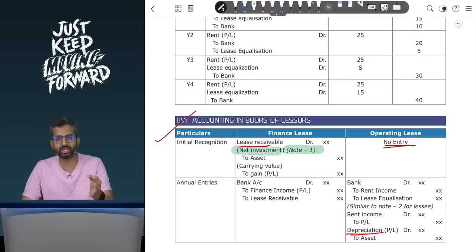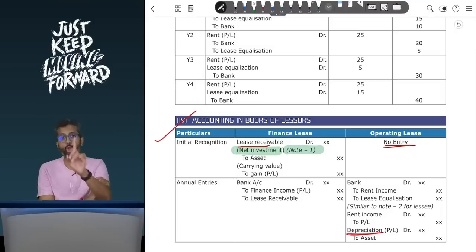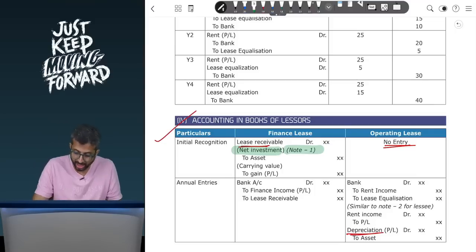How do you calculate net investment? Well, it is the present value of gross investment. Okay, but how do I calculate gross investment? Gross investment is the total minimum lease payment plus the unguaranteed residual value. You will also include the unguaranteed residual value here, which means net investment is calculated as the present value of minimum lease payment plus the present value of even the unguaranteed residual value.